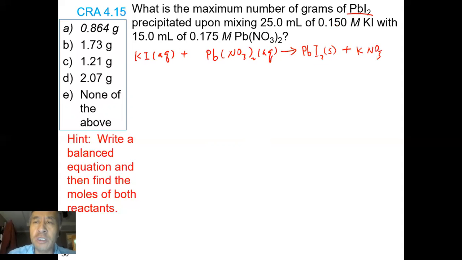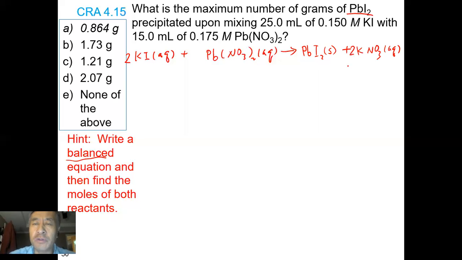So you need a balanced equation. To balance the equation, we can see right now we have 2 I here. So therefore we will put a 2 here, and then we will put a 2 here. So the equation is balanced.